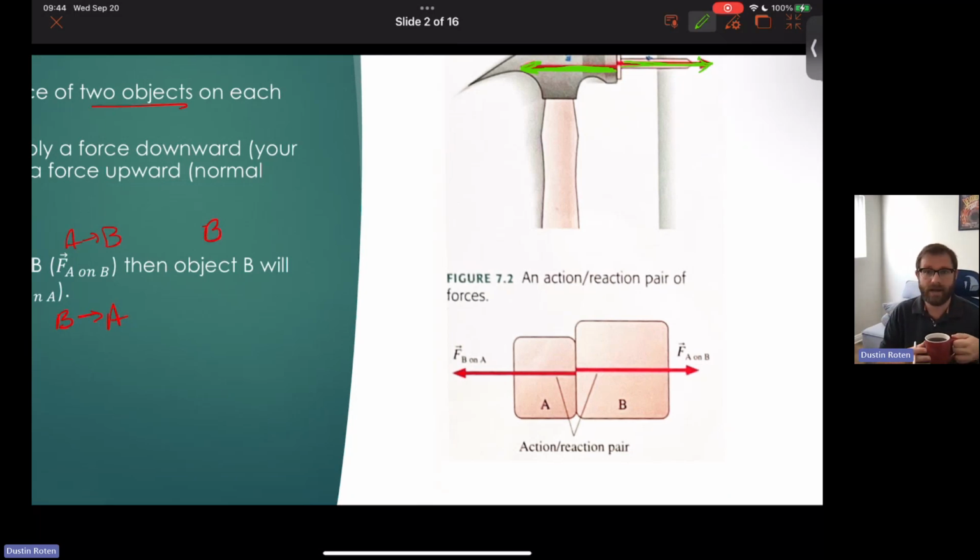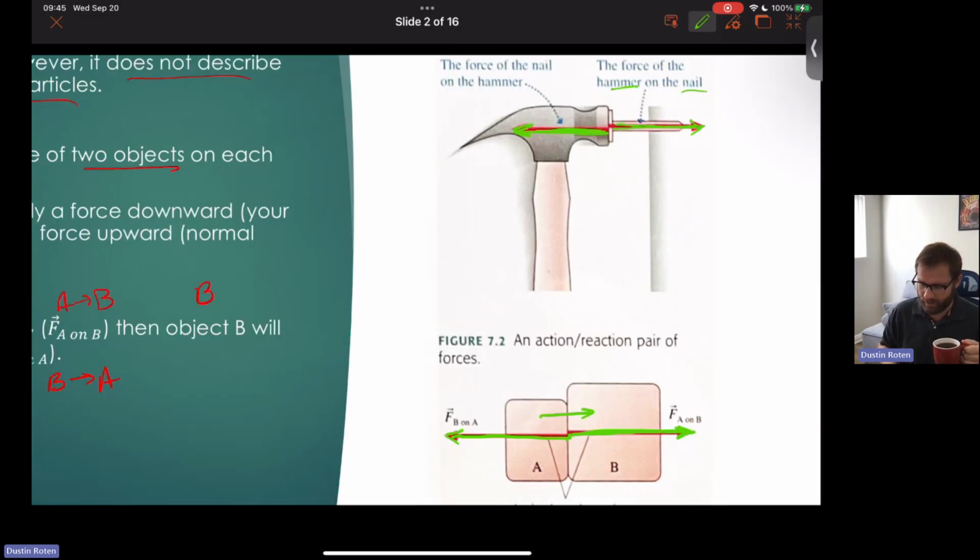Same thing here with the action-reaction pair forces. So perhaps we're pushing block A into block B. Well, we have that force of A on B, but then Newton's third law says that block B must push back with equal and opposite force on block A. We've actually been using this idea a little bit, because this is where our idea of a normal force comes from. When we push on a wall or our weight is on the floor, we're getting that force back. That's an action-reaction pair.